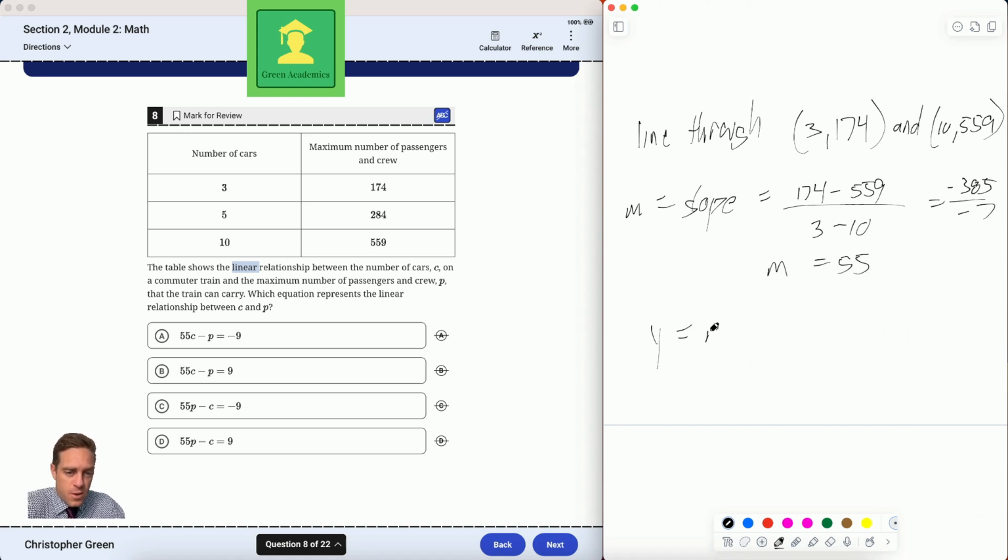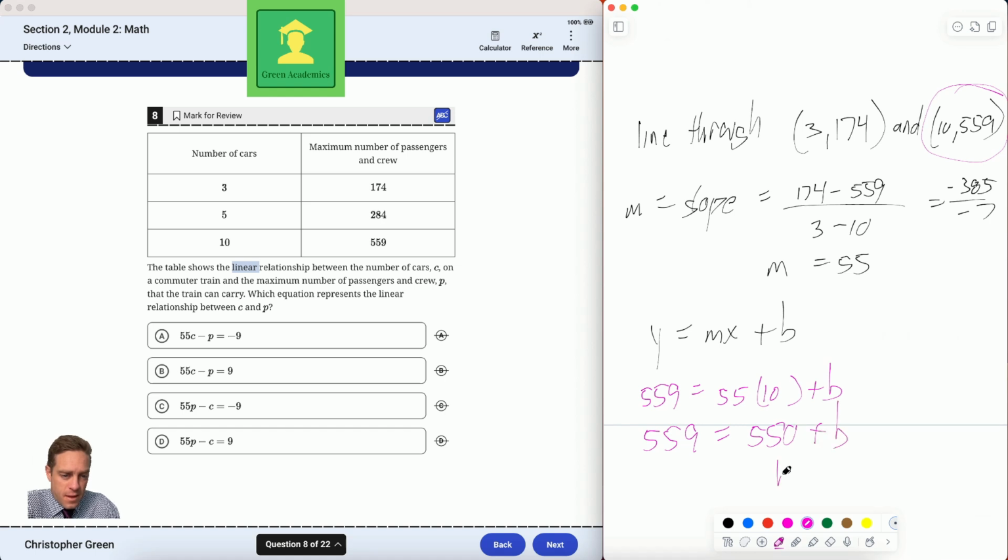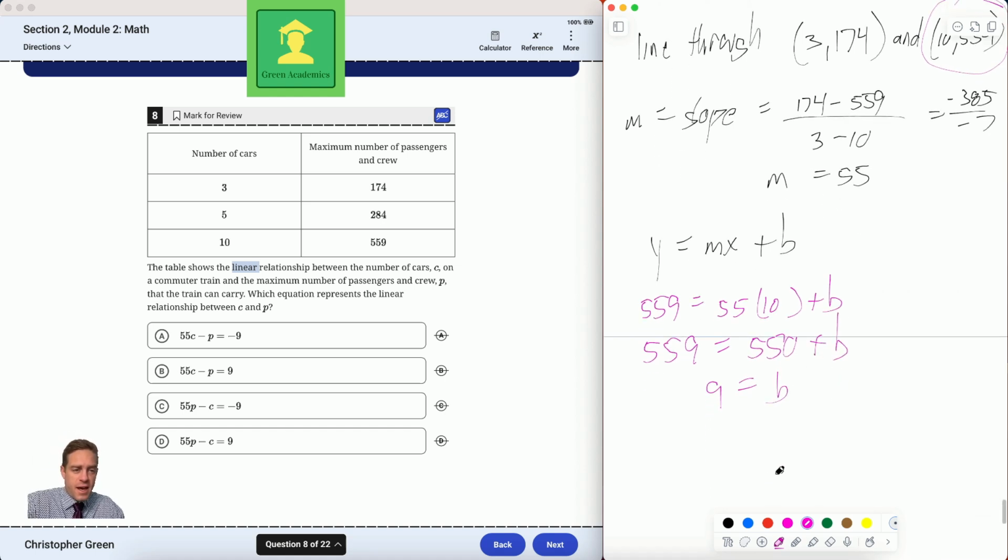And then when you go to put it in slope-intercept form, you could have used any of the 3 pairs. I'm just going to use this pair. So it would be 559 equals 55 times 10 plus b. So 559 equals 550 plus b. So b as in boy is 9. So the general equation is y equals 55x plus 9.